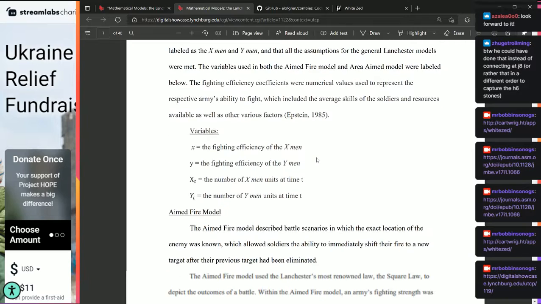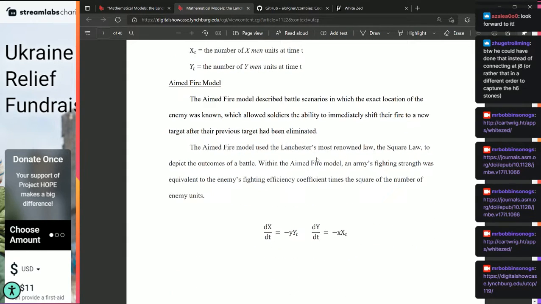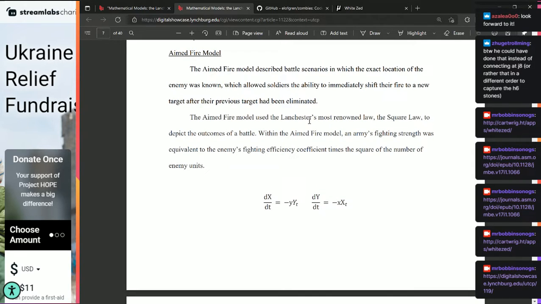So, fighting efficiency and the number of people at a certain time. Interesting. See, the aimed fire model describes battle scenarios in which the exact location of the enemy was known, which allows soldiers the ability to immediately shift their fire to a new target after their previous target has been eliminated. The aim-fire model used the Lanchester's model most renowned law, the square law. They still haven't told us what the square law is, though, to depict the outcomes of a battle.